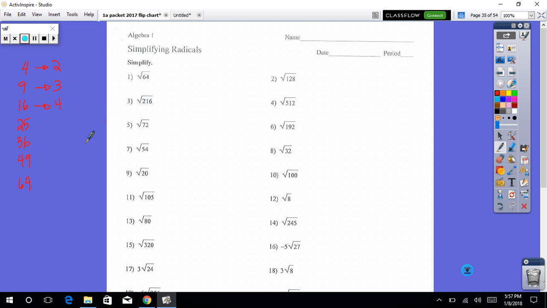Okay, so the square root of 64 is actually one of our perfect squares, and it is the square root of 8. Okay, 128. If you plug that in your calculator, you can start playing around and figure out that that breaks down into 2 times 64. I know that the square root of 64 is 8, so I'm going to pull that out to the front, and I'm left with the square root of 2 on the inside.